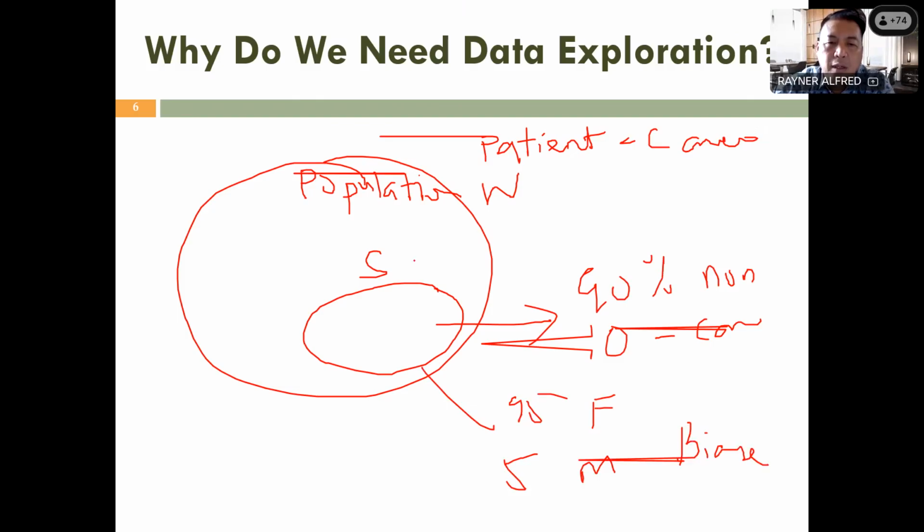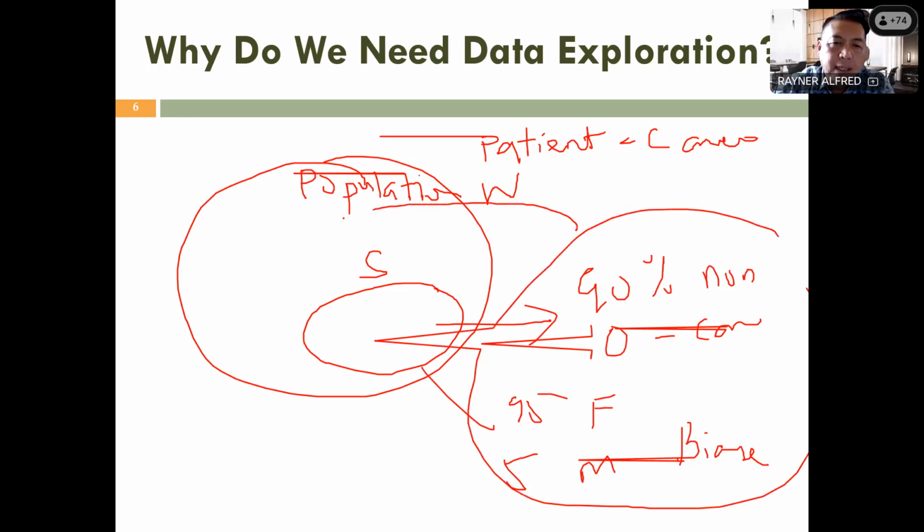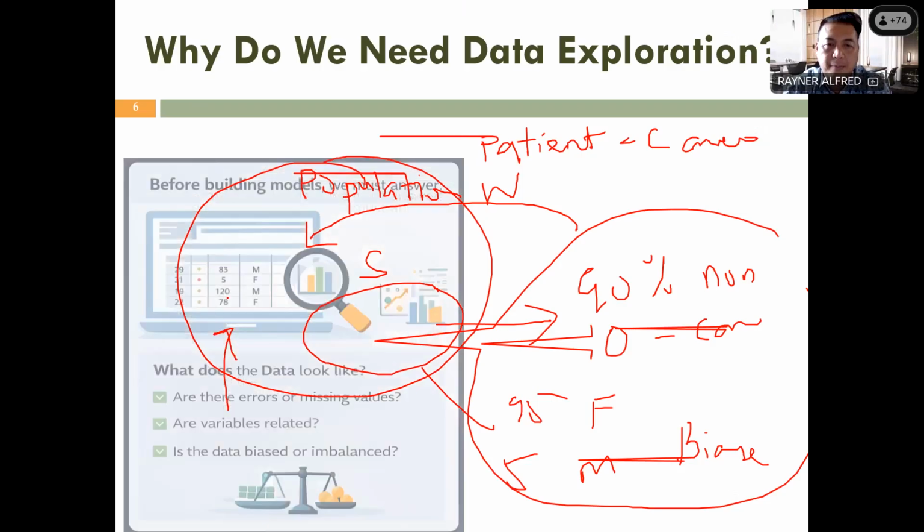Okay? So for that reason, since we will have this, we are not able to generalize the model to the whole population, because we just take a small sample only. If the model that we train cannot be trained using a good data set, then we will not be able to generalize to the whole population. We cannot use the model to represent the whole population. So that's why we need to explore our data set.